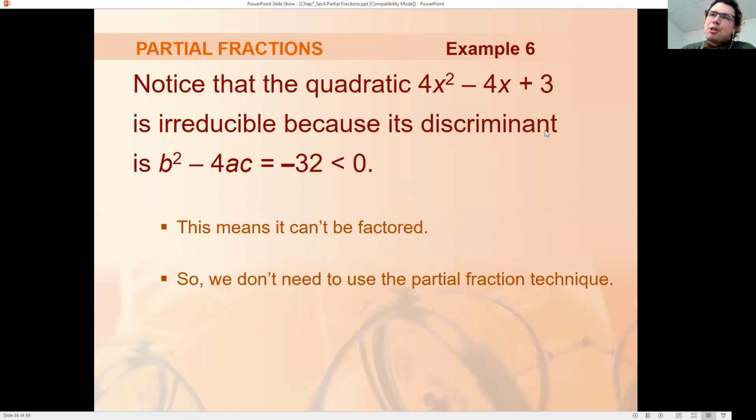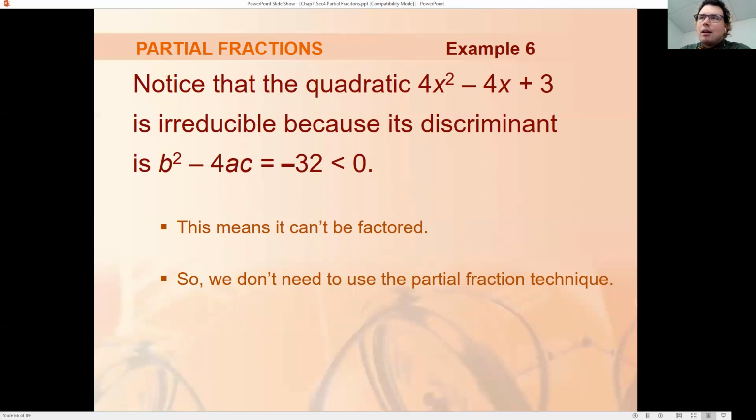Now, discriminant here is a piece of vocabulary that I'm not going to require you to memorize. Discriminant is a special formula. Every polynomial has one. The discriminant formula for quadratics is b squared minus 4ac. All that we need to know right now is that if this formula is negative, the quadratic is irreducible. That's all that it's telling us. It can tell us a little bit more, but that's all we need it for right now.